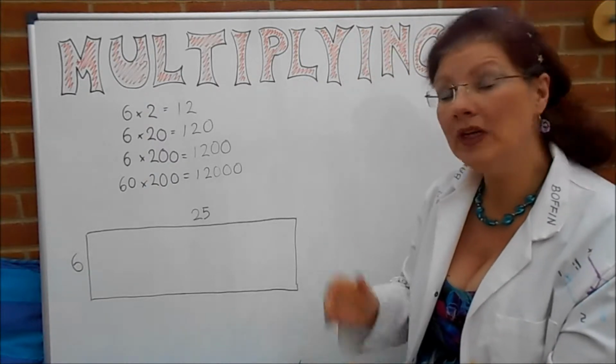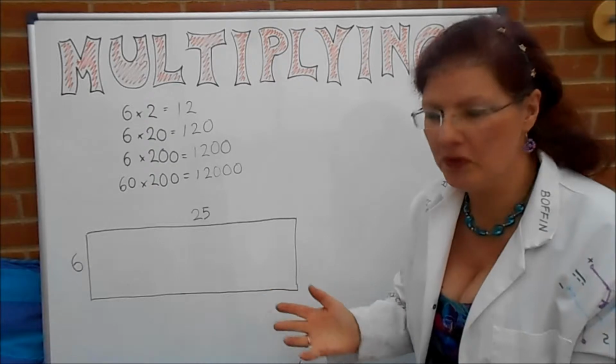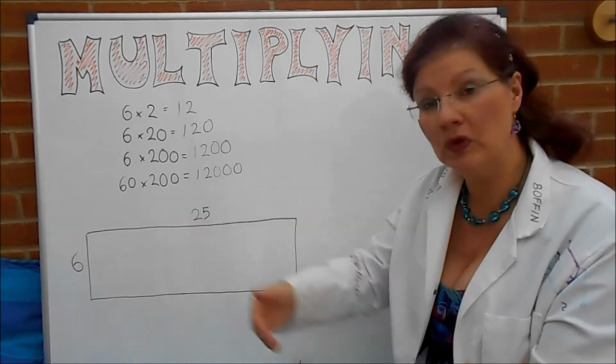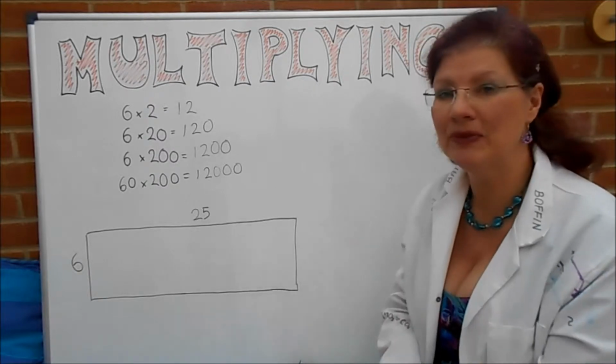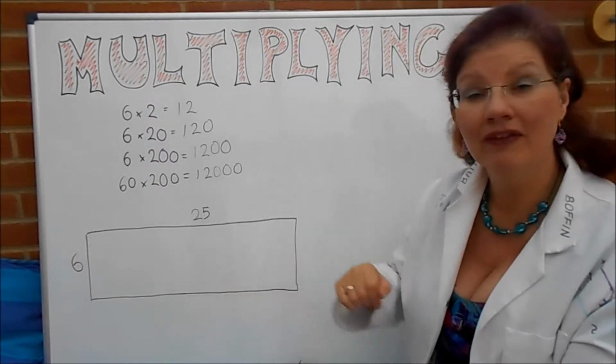Okay, so when you're multiplying things that end in noughts, it's a very easy way to do it. Just ignore all the zeros, just do the numbers, the 6 times the 2, and then put all the zeros back on again. Every time you put a 0 on, you're making it 10 times bigger. And we can use that for this.